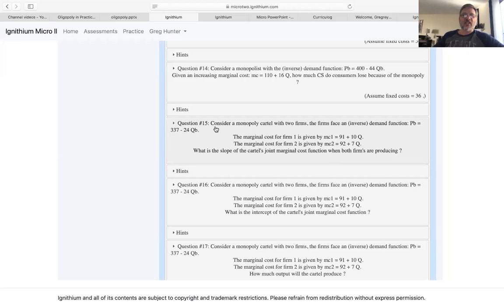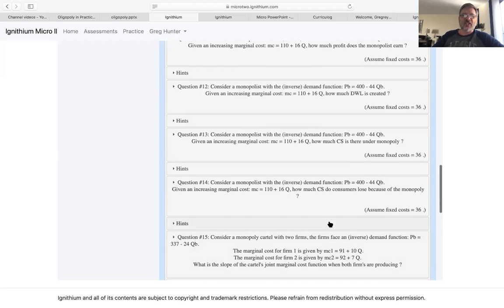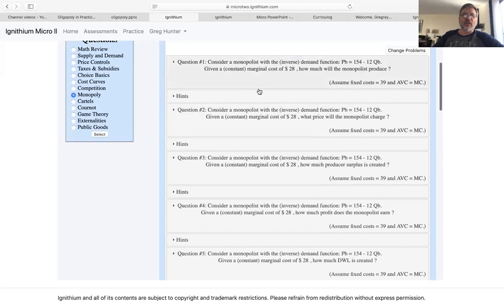But once you hit question 15, I'll tell you that on the final assessment, being able to correctly derive the joint marginal cost function is important. It's on the exam, so we'll spend a lot of time on Thursday just making sure we can solve these questions. But for questions 1 through 14, does anybody have any questions?